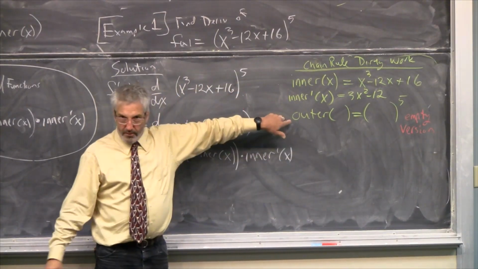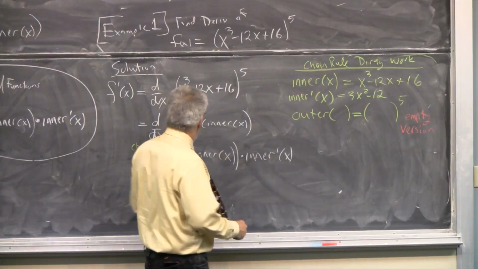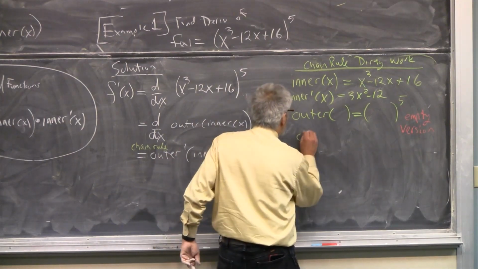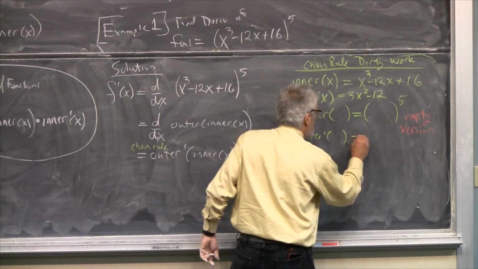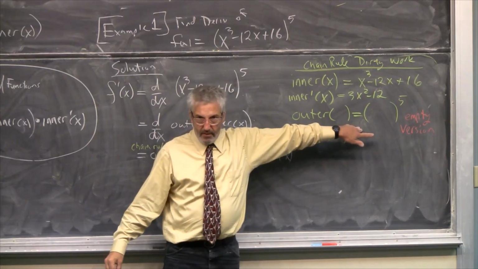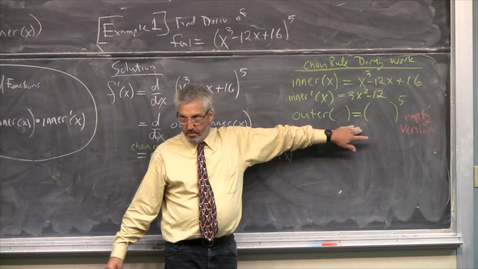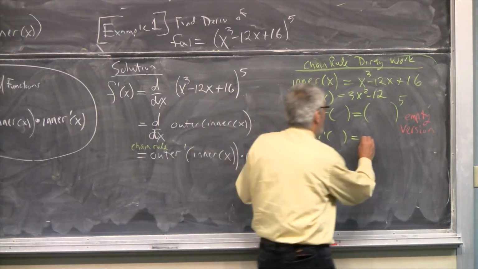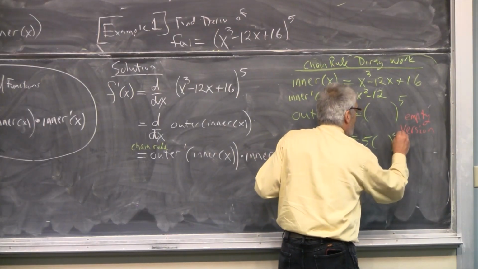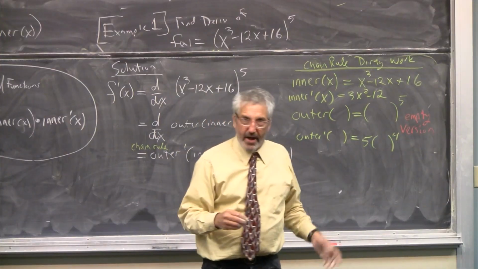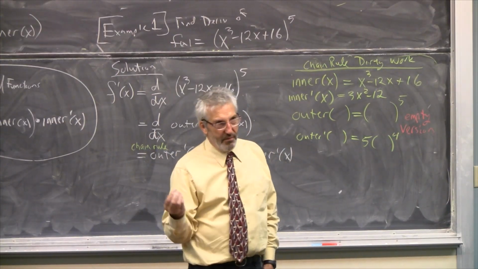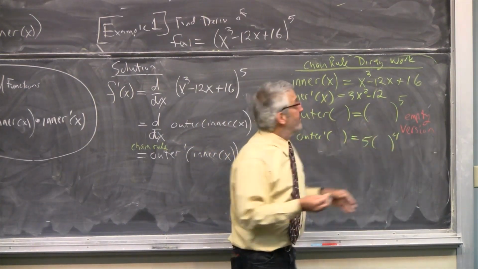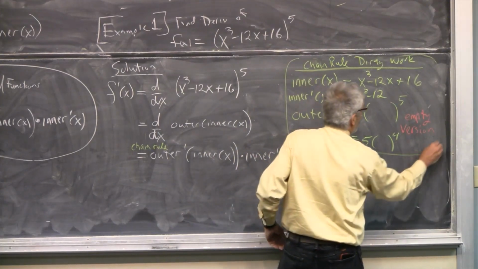Now, if this is outer of parentheses, we're going to need outer prime, and it's going to need to be empty. What if that's outer of parentheses? What's outer prime? 5 parentheses to the fourth. Wonderful. So the derivative of x to the fifth would be 5x to the fourth. The derivative of t to the fifth would be 5t to the fourth. The derivative of parentheses to the fifth is just 5 parentheses to the fourth. So I put all that stuff over on the side.